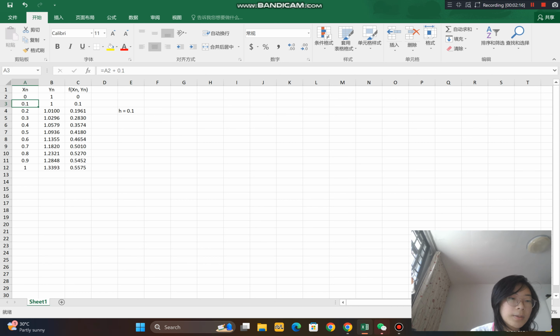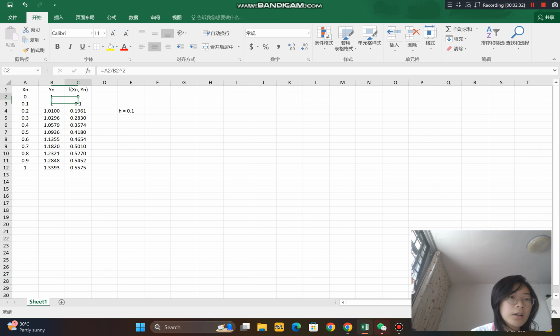We add the step size h to the previous x value in cell A3. Enter A2 plus 0.1, and drag down to fill the column. Next in cell B3, enter the formula B2 plus 0.1 multiplied by A2 divided by B2 to the power 2. Drag this formula down to fill the column.